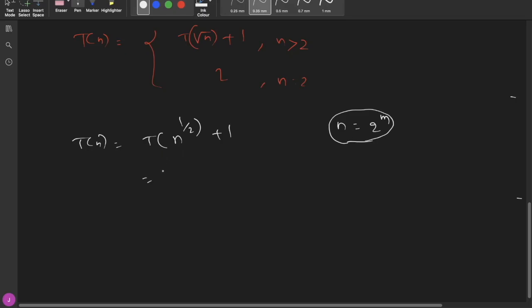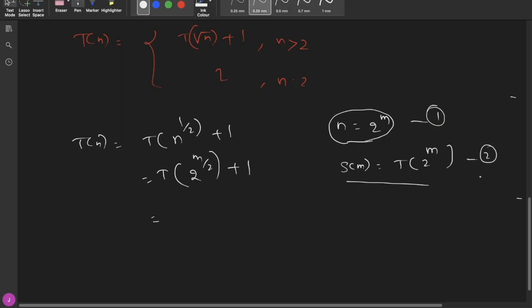So now what am I getting here? I am getting n power half as 2 power m by 2. Now I am doing another substitution. I am taking S of m as T of 2 power m. This is the first substitution I have taken. This is the second substitution I have taken. Now I will be replacing T of 2 power m by S of m. Here we will be getting T of 2 power m equals this much.